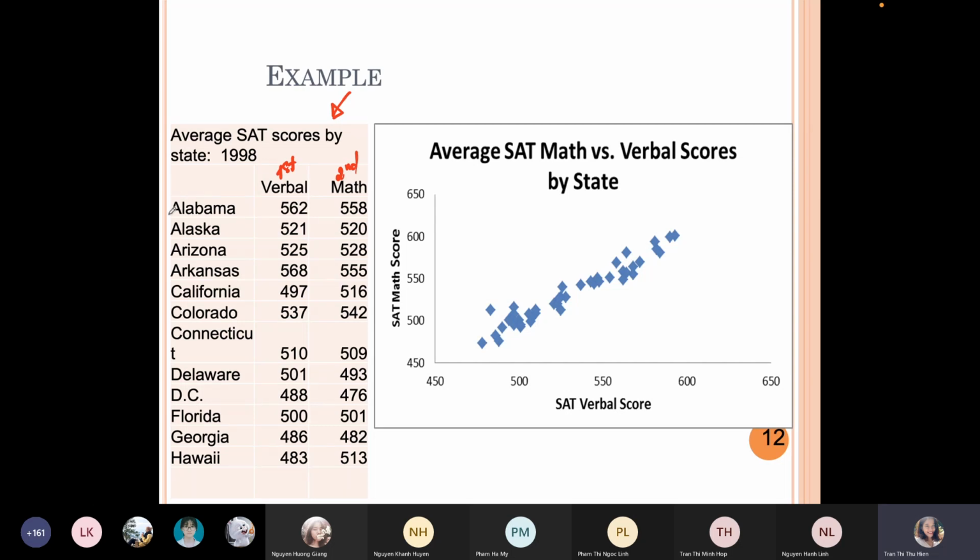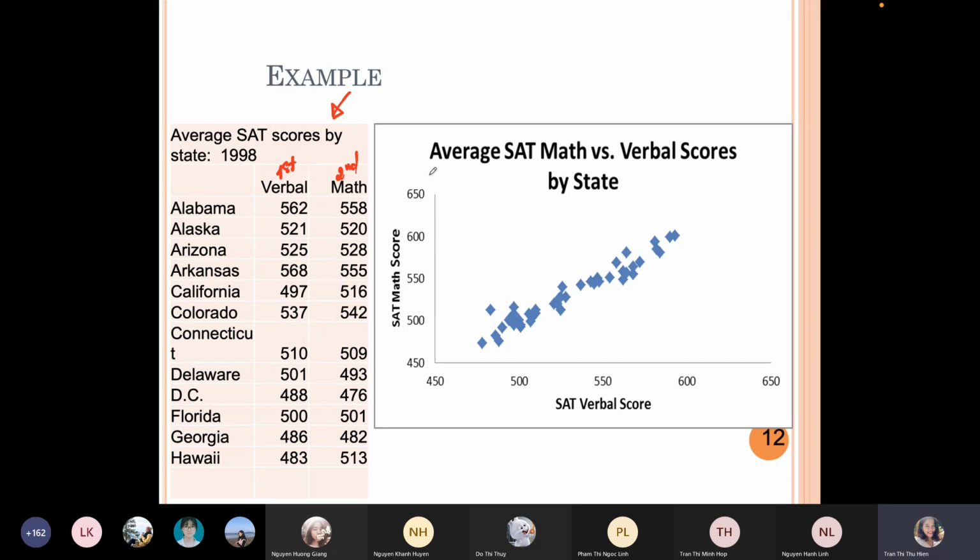But the first column is just each observation, right? We care about the verbal and math scores for the SAT. So we have some observations here, and for each observation, we have the value for verbal and math.